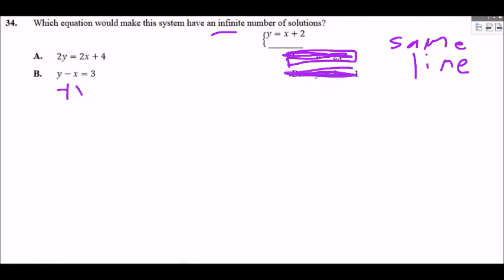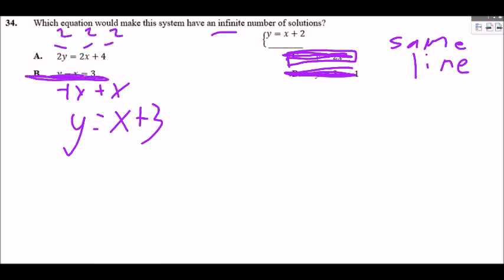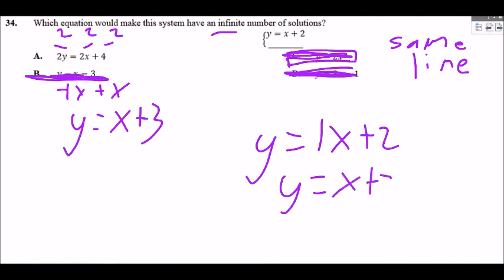This one, I add x to both sides. I get y is equal to x plus 3. We're looking for plus 2, so that one doesn't work. I'm going to divide everything by 2, and I get y is equal to 1x plus 2. 1 times x is just x.